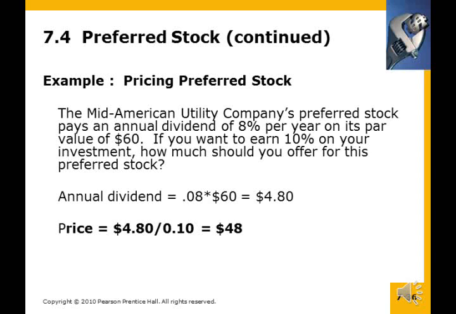We can extract our data: the dividend ratio or percent is 8. We can multiply this ratio or percent by the par value 60 to find the annual dividend, which is equal to 4.8. After that, we divide this annual dividend over the required rate of return 0.1, which equals $48. This is the price you should offer for this preferred stock if you want to sell this stock.